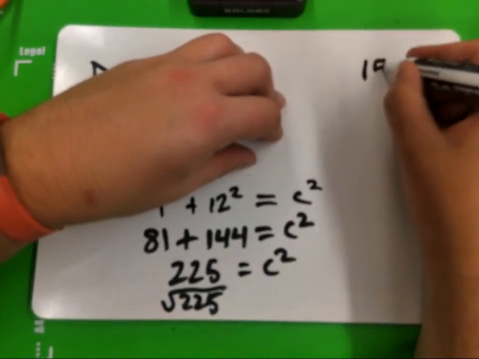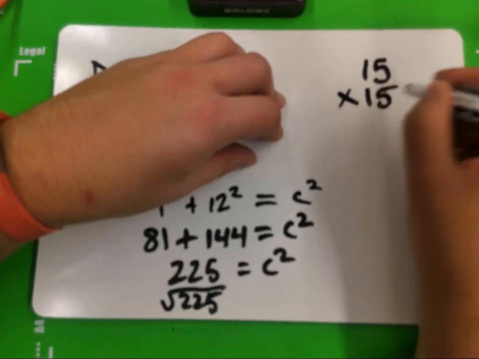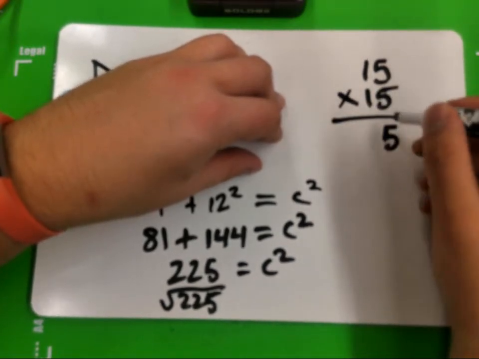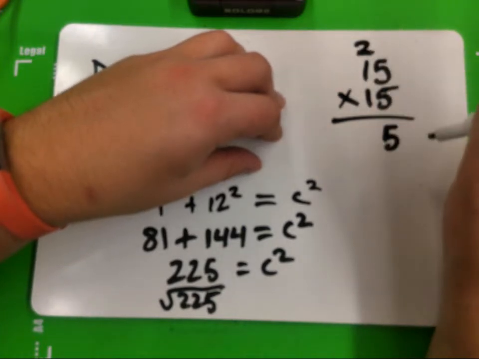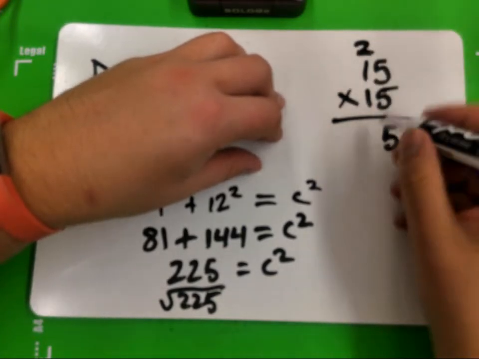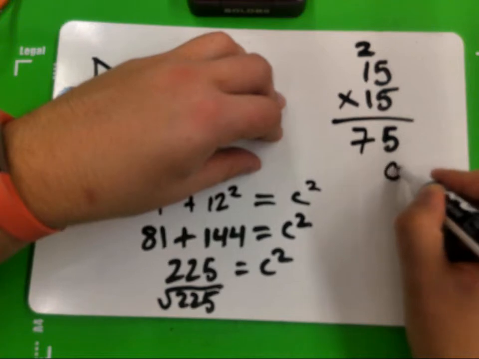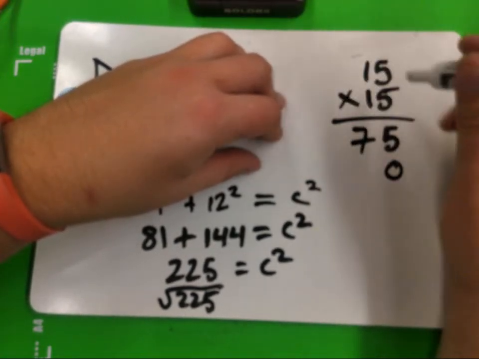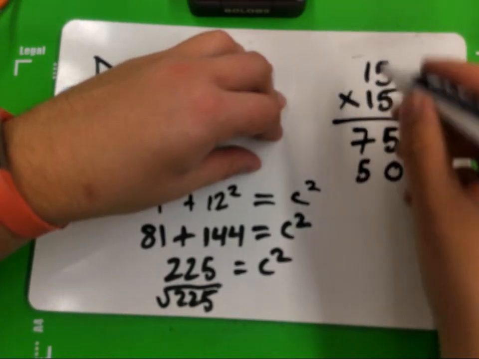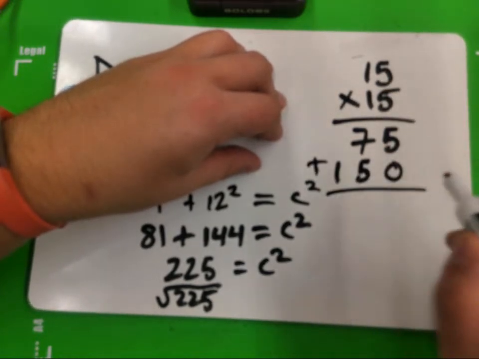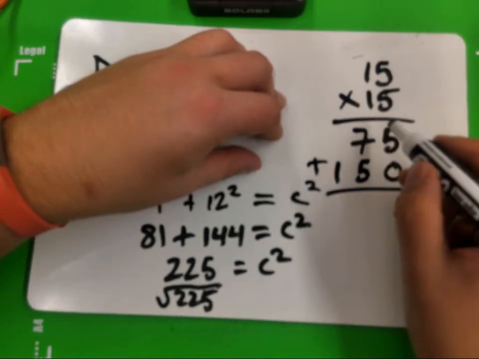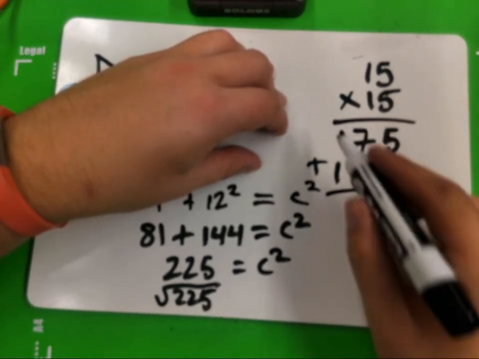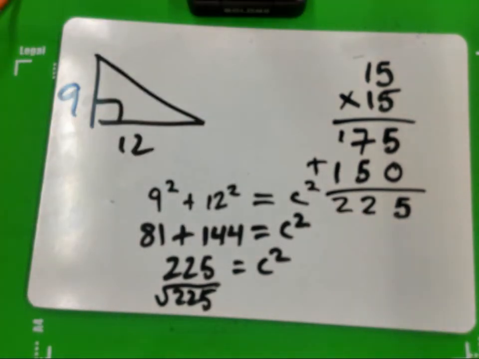So 15 times 15. 5 times 5 is 25. Put my 5 down, carry my 2. 5 times 1 is 5, plus 2 is 7. Put down my 0 because I'm done with the 5. I'm on to the 1. I'm going to erase this so this doesn't confuse me. 1 times 5 is 5, and 1 times 1 is 1. Add them all up. 5. 7 plus 5 is 12. Put down my 2. Carry my 1. 1 plus 1 is 2. And there you go, 225, which is what we wanted.